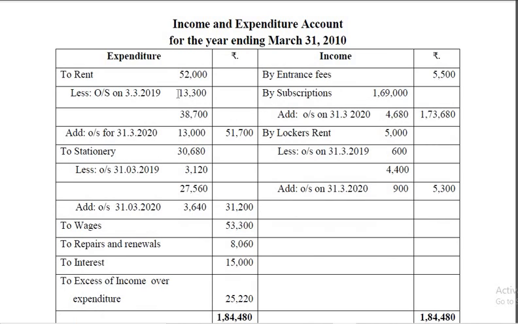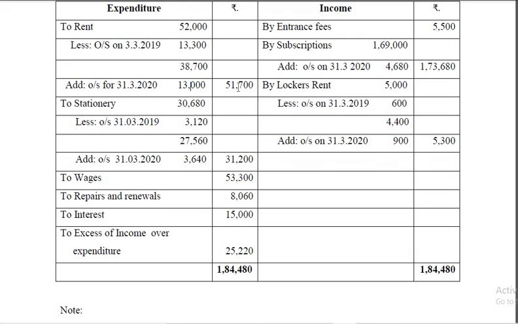Rent, last year's outstanding is deducted. The 52,000 paid includes payment for the last year, so deduct. And still outstanding 13,000 should be added. So this is the expense of the current year.